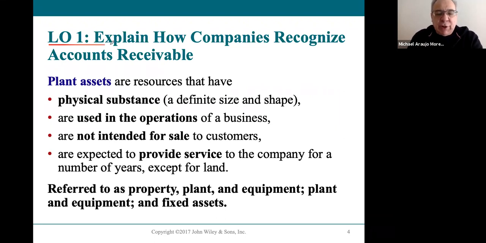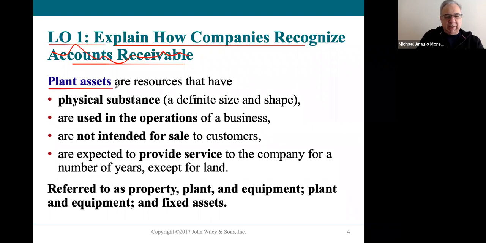So Learning Objective 1 starts off about plant assets. Is it interesting that the slideshow is wrong? How they recognize accounts receivable? Isn't that nice that they start off the slideshow incorrectly with a heading, but they get this right. But it's actually about plant assets and how they actually recognize plant assets on their books.